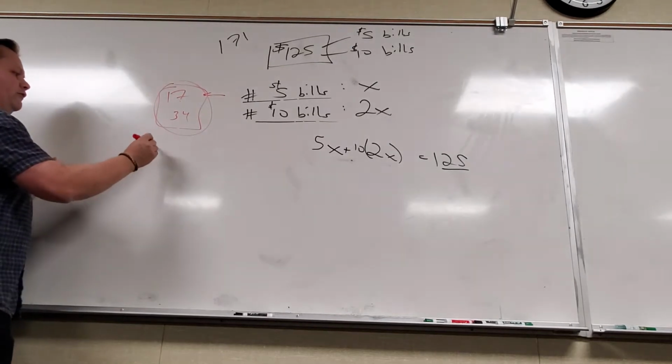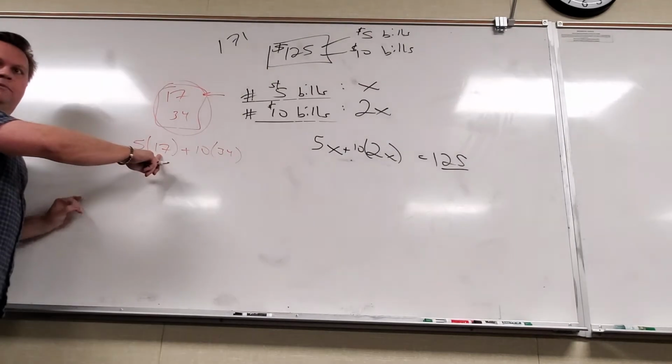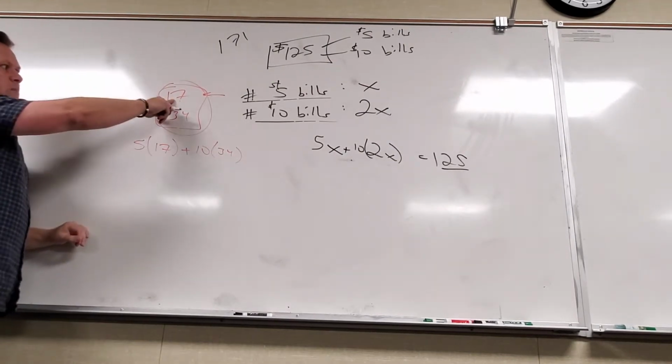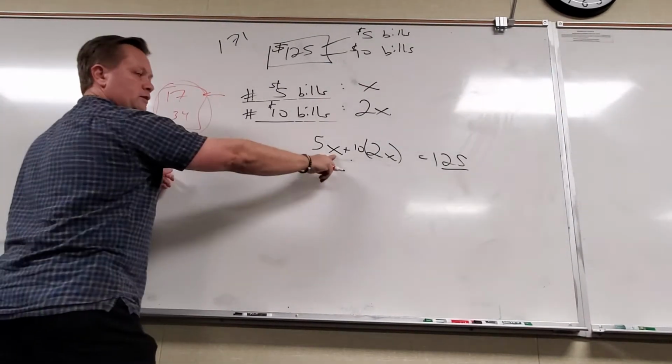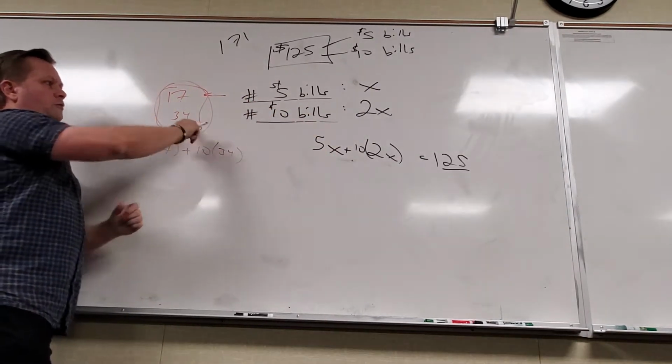It's going to go, I got 5 for every one of these, plus 10 for every one of these. Well, where'd 17 come from? We just made that up. What should be there? X, because I don't know how many there are. And where the heck did 34 come from? It came from 2x.